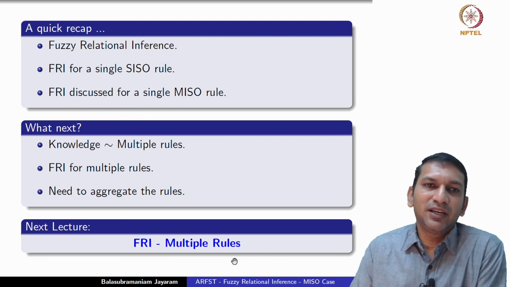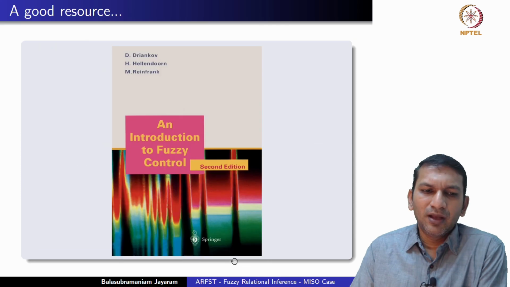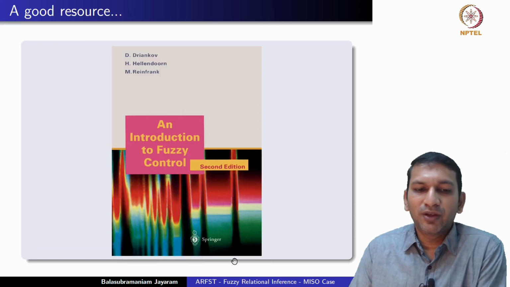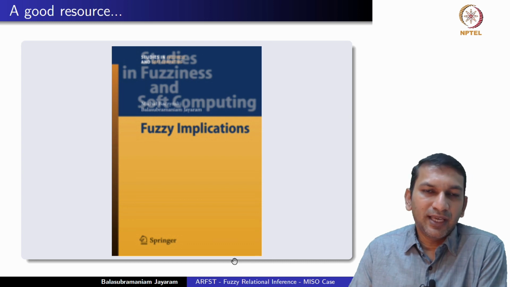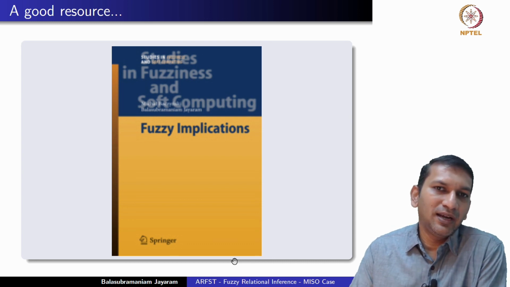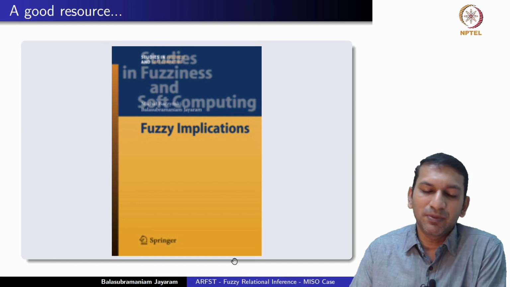Once again, a good resource for the topics that we have covered today is the book of Driankov, Hellendoorn, and Reinfrank. And also you will see the case of the MISO rule being handled in this book on fuzzy inference.